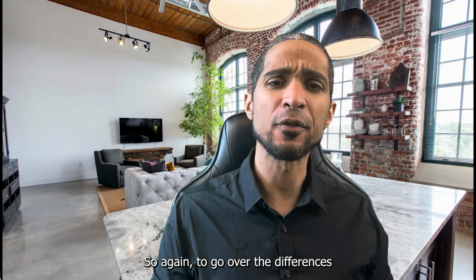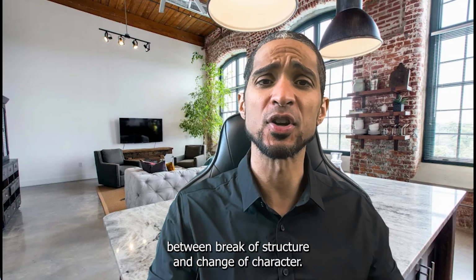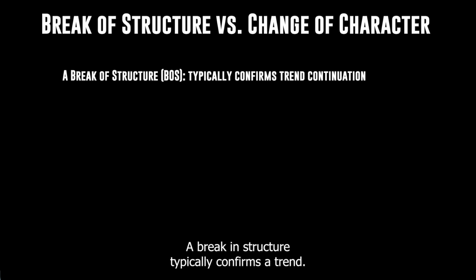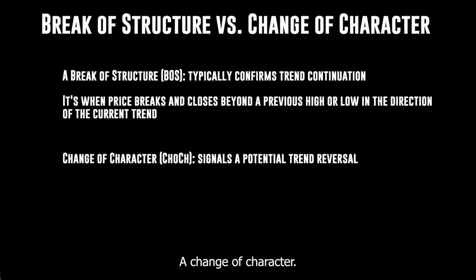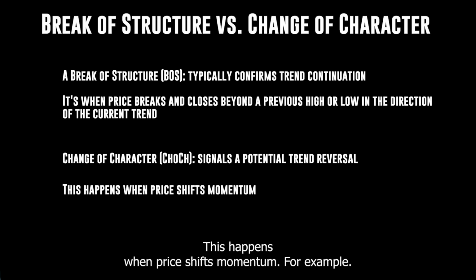So again, to go over the differences between break of structure and change of character, a break of structure typically confirms a trend continuation. It's when price breaks and closes beyond a high or low in the direction of the current trend, showing that momentum is still intact. A change of character, on the other hand, signals a potential trend reversal. This happens when price shifts momentum.